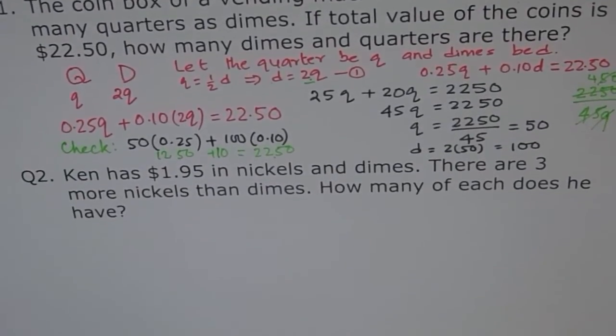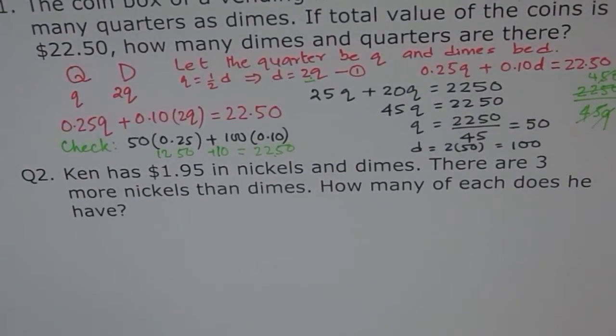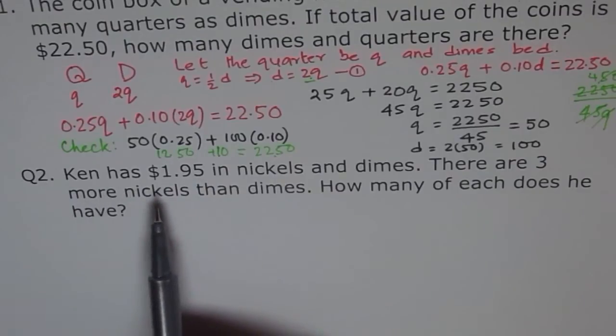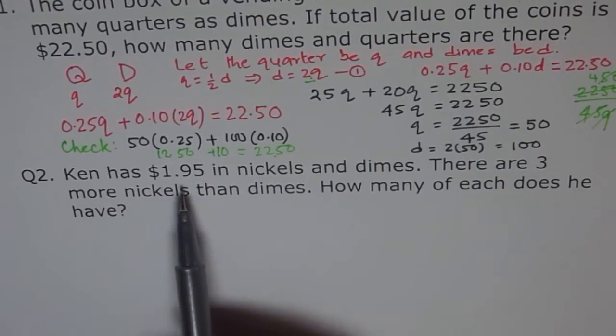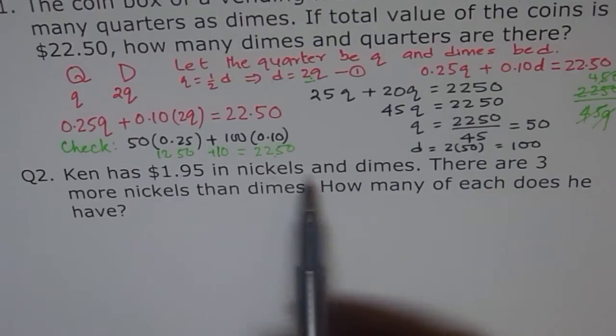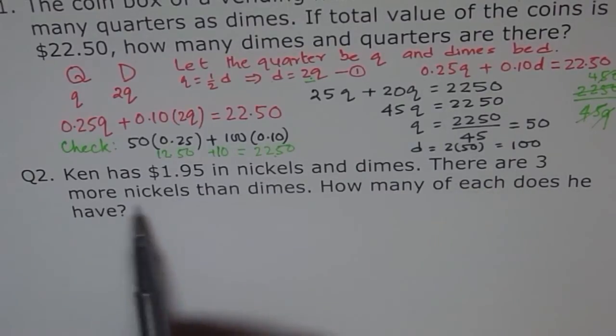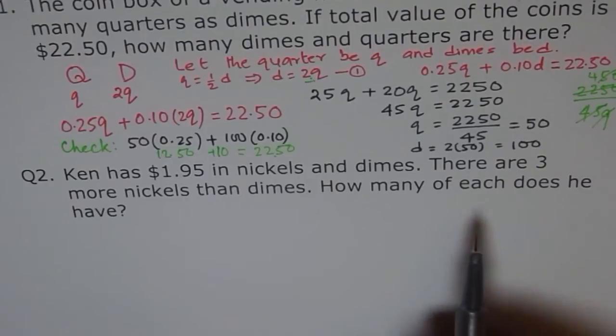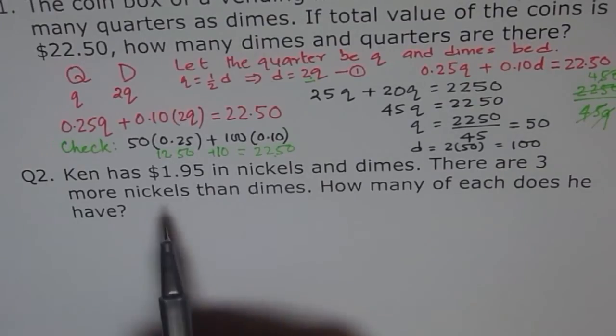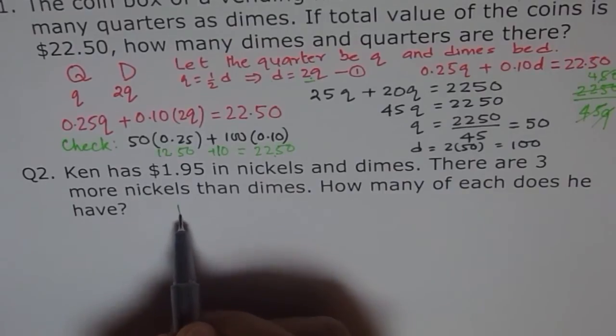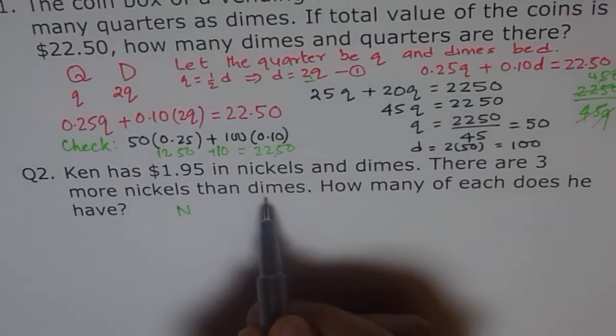Let's look into question number 2. It says Ken has $1.95 in nickels and dimes. So a nickel is worth 5 cents, a dime is worth 10 cents. There are 3 more nickels than dimes. So we'll write two equations again, and this time let the number of nickels be N and let the number of dimes be D, correct?